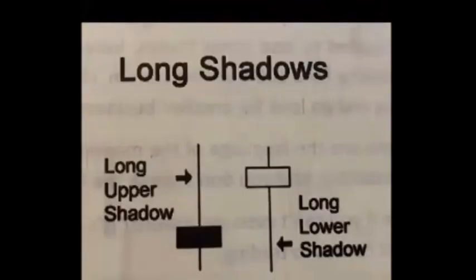Now I'm going to go into this. Okay, long upper shadow, long lower shadow. This is basically the market. In the long upper shadow, the market came up to that price at some point, but it could not be sustained. So the sellers pushed it down. In the long lower shadow, the market came down to some point, but it could not be sustained. Buyers came in and pushed up the price.